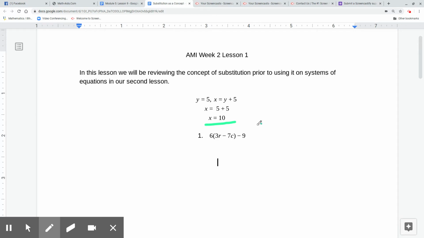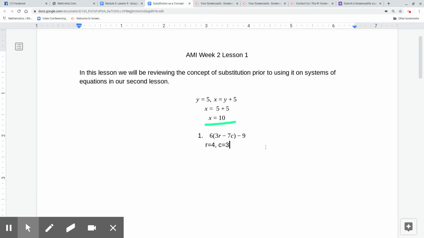Now, we're going to go ahead and work through problems number 1 and number 6 from your assignment. So give me just a moment to write in what our numbers are equal to for number 1, and then we'll resume the video.